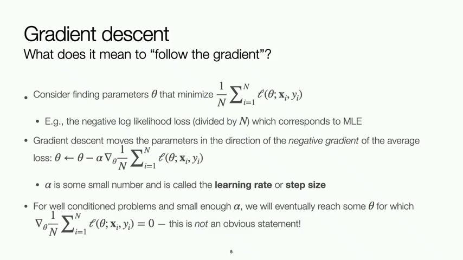And here's a not obvious statement. I'm not going to prove it because we don't have time, but it's good to know. Don't think, oh, I don't know why this is the case. That's okay, because we're not actually proving it, and it's not obvious. For well-conditioned problems and small enough step sizes alpha, if we keep doing these gradient updates over and over again, we will eventually reach some parameters theta such that the gradient with respect to those parameters is 0. In other words, hopefully we found a minimum. But we found something we call a critical point, where the gradient is equal to 0.